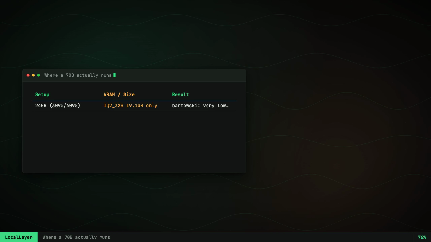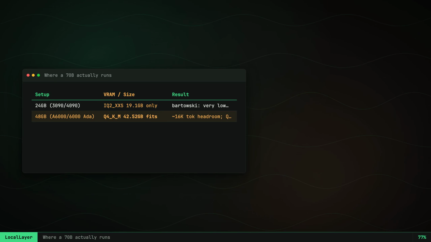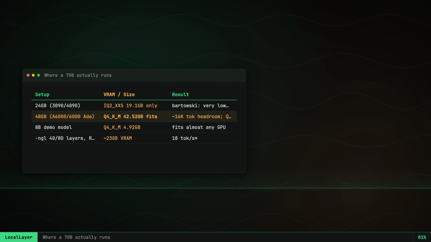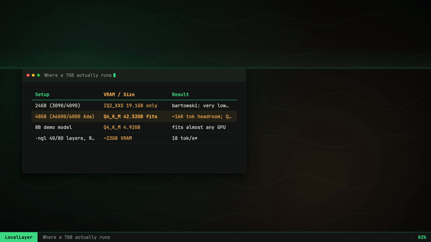Here's what actually fits and how fast. A 24 gig card only gets IQ2_XXS at 19.1 gig, Bartowski's own very low quality label. A 48 gig card holds Q4_K_M at 42.52 gig with about 16K tokens of headroom, though Q5_K_M's 49.95 gig sits right at that same card's edge. The 8B demo's Q4_K_M file, 4.92 gig, fits almost any GPU. One third-party RTX 4090 benchmark got 18 tokens per second at 40 of 80 layers offloaded, and 8 tokens per second at just 20 layers.